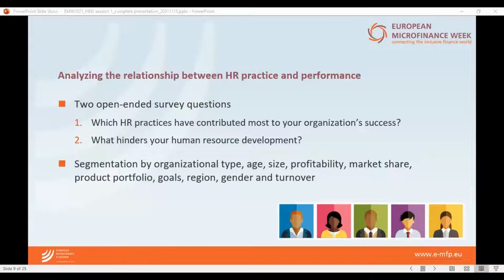We wanted to explore whether there are any HR practices that seem to be associated with multiple attributes of performance. For example, profitability, market share, scale, or employee turnover, regardless of an organization's age, type, or region. We did find a few, and I'll share these at the end of the presentation. What I'd like to start with are the results of the open-ended questions, because those are the ones that capture respondents' own words and priorities.